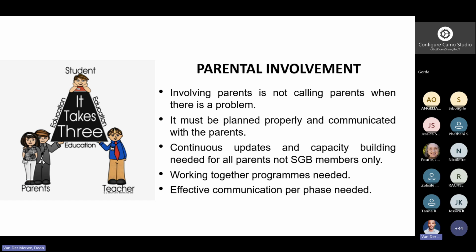I think that is very important because it will alleviate perhaps the resistance from parents when it comes to having conversations about putting interventions in place, especially for their children. I think parents need to be educated about the help that is available. And I think that will lead to less resistance from them. And then second to last, working together programs are needed.